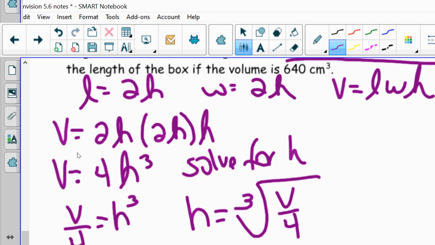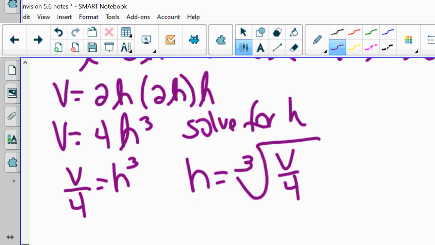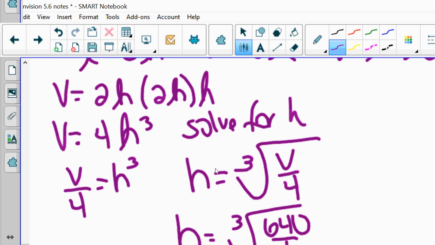Now it says to give the length of the box if the volume is 640 cubic centimeters. So now I'm just going to plug in 640. So h equals the cube root of 640 divided by 4. When we work that out, we find that the height is approximately 5.43 centimeters. They asked us for the length. The length we said was 2 times the height, so 2 times 5.43. Our length is approximately 10.86 centimeters. All right, that finishes up section 5.6.